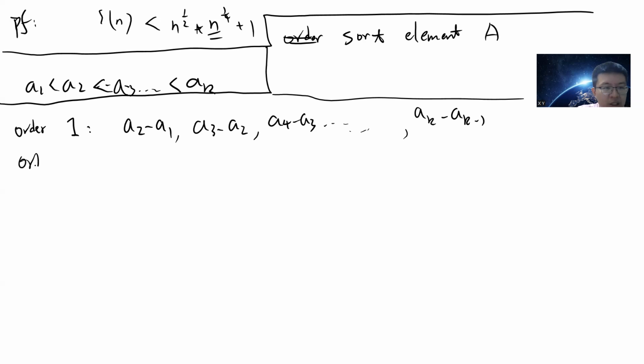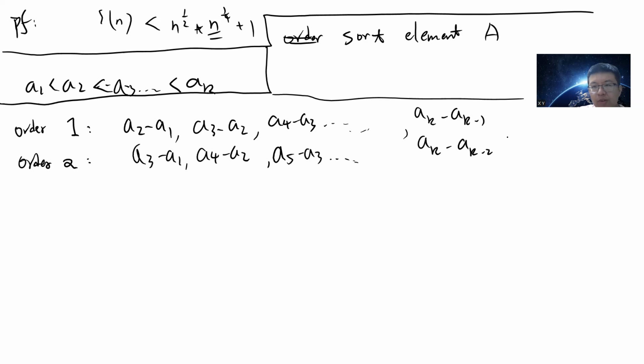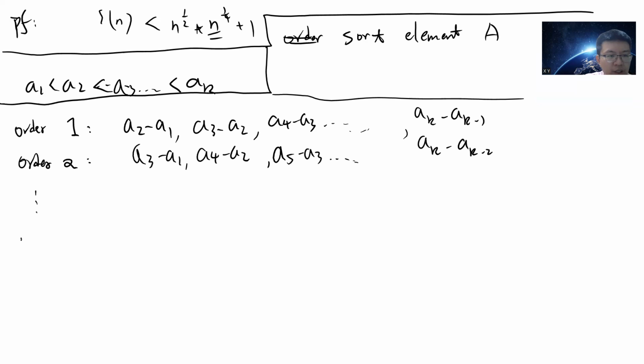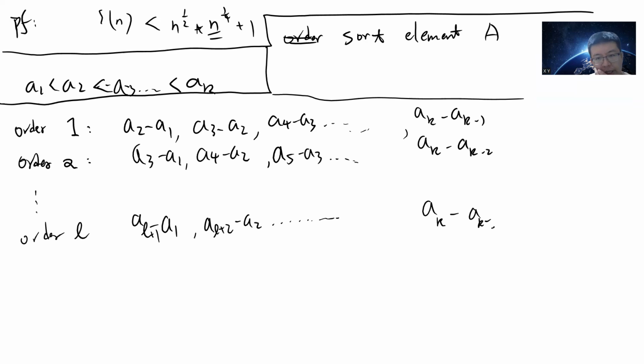Okay. Now I can define an idea called order 2. Basically, it's A3 minus A1, A4 minus A2, so all the differences of 2 consecutive, right? And A5 minus A3, up to AK minus A(K minus 2). And I can define order L to be A(L plus 1) minus A1, A(L plus 2) minus A2, up to AK minus A(K minus L). Okay, so this is order L.